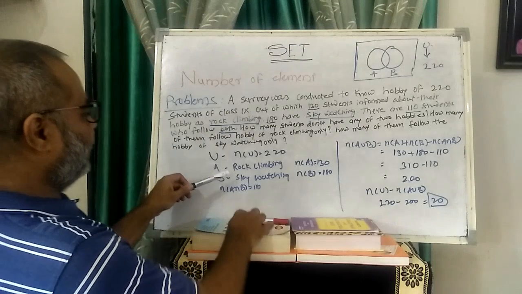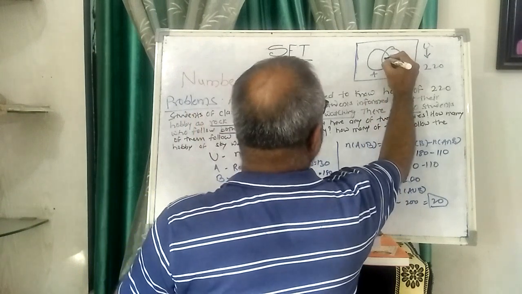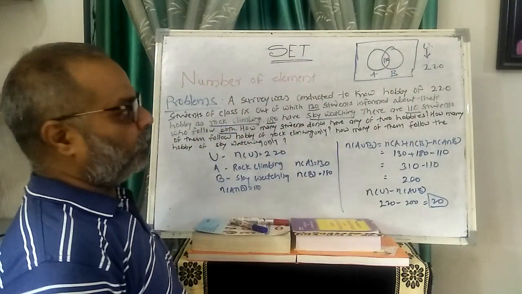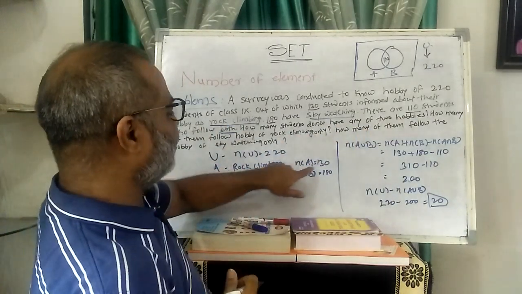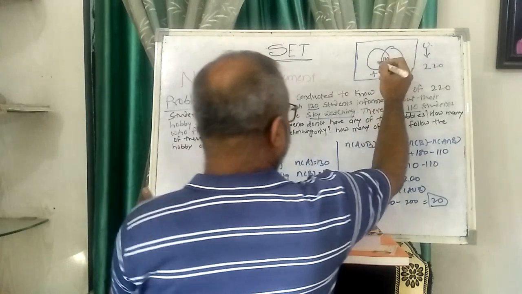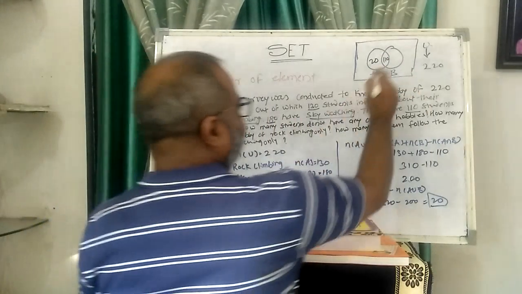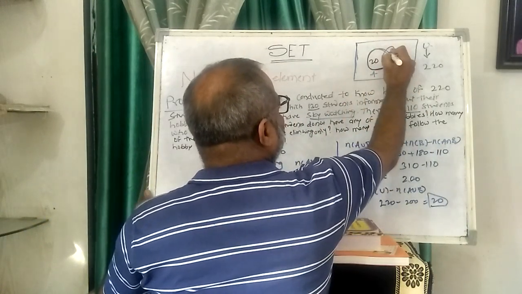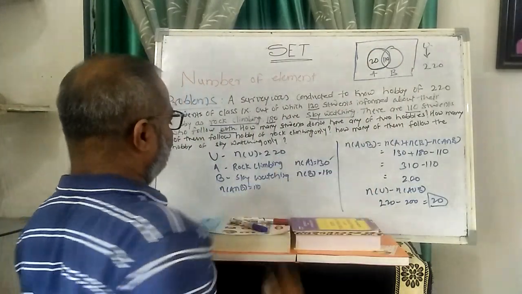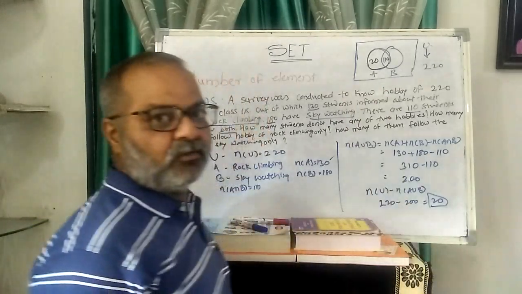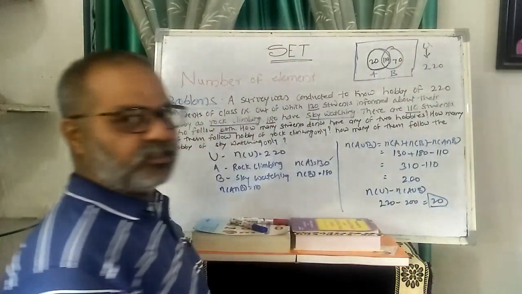Set A contains the rock climbing students, hobby as rock climbing, that is 130. But the intersection part is 110, that means 110 students have both hobbies. So rock climbing is 130, but 110 students are already there, so here it is 20. Now set A is 110 plus 20, that is 130. Now for part B, sky watching, the intersection part is 110. Here 180 is given, so 70 students are in that part.